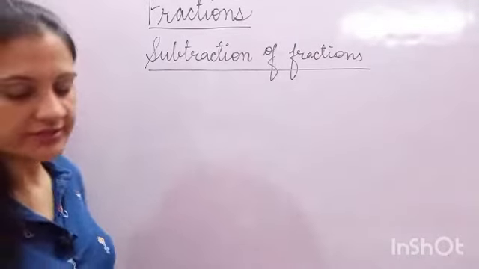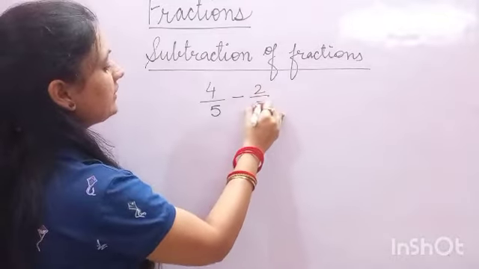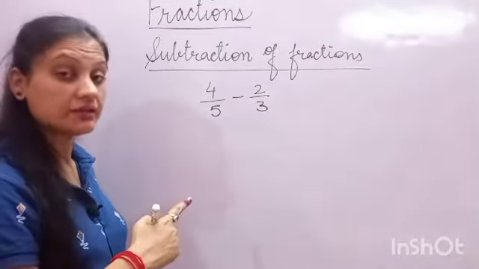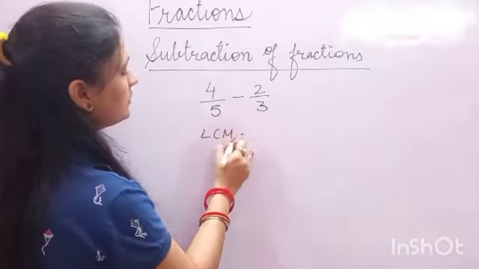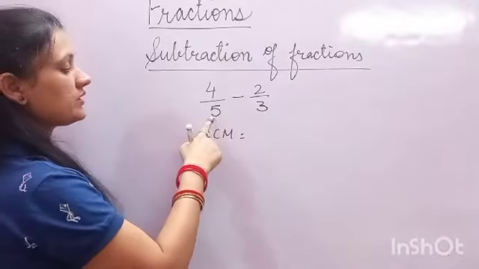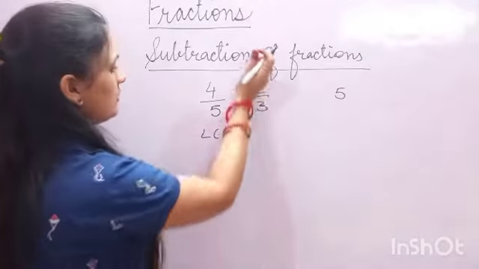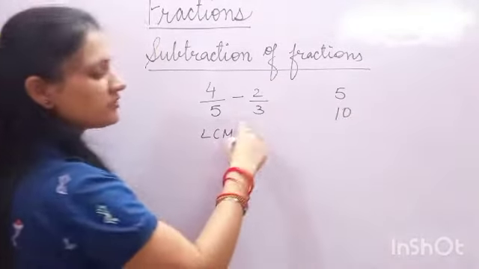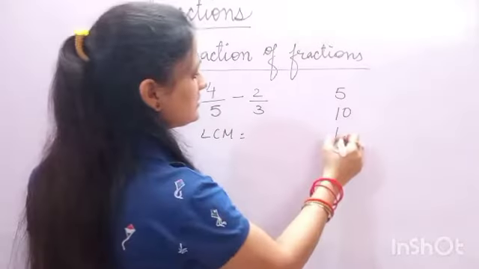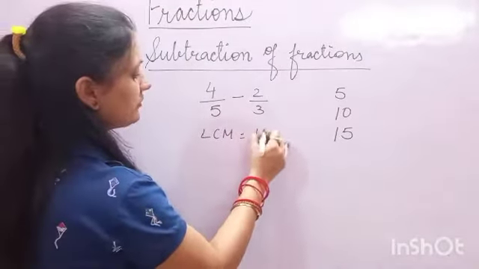Okay. Let us take the example. It is given, suppose 4 by 5 minus 2 by 3. You can see they are unlike. So we have to take the LCM here. I have already told you. 5 and 3, which one is greater? 5. So 5 ones are 5, does it come in the table of 3? No. So next is 5 twos are 10, does it come in the table of 3? No. 5 threes are 15, does it come in the table of 3? Yes. So LCM will be 15.